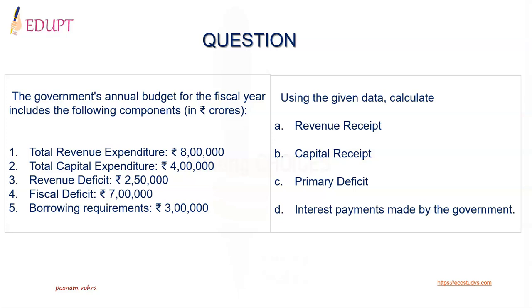The government's annual budget for the fiscal year includes the following components given in crores of rupees. Total revenue expenditure 8 lakh crores of rupees, total capital expenditure 4 lakhs, revenue deficit 2 lakhs 50,000, fiscal deficit 7 lakhs and borrowing requirements of the government are 3 lakh crores. Using this data, calculate A. Revenue receipts, B. Capital receipts, C. Primary deficit, and D. Interest payment made by the government.